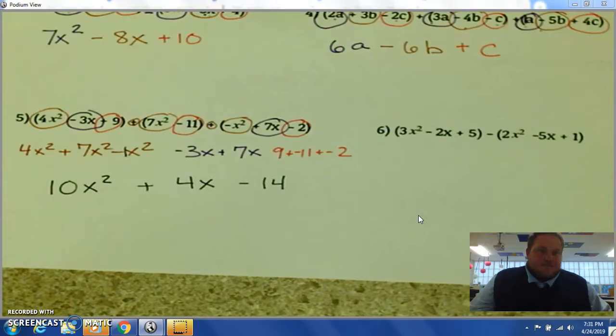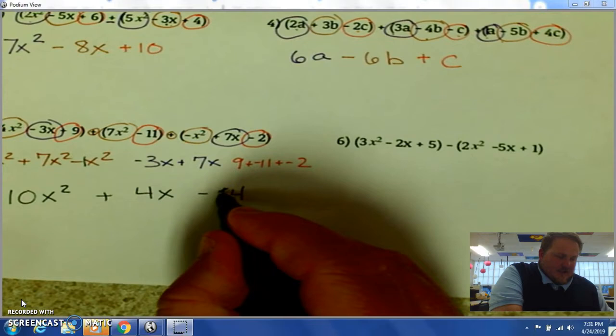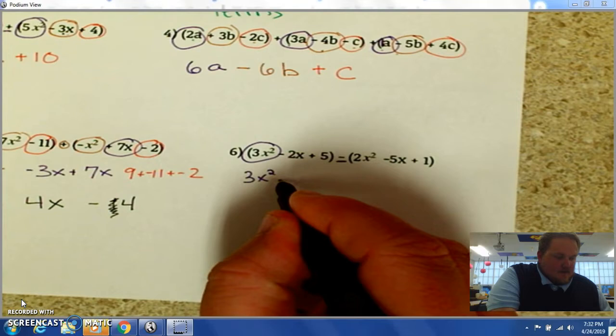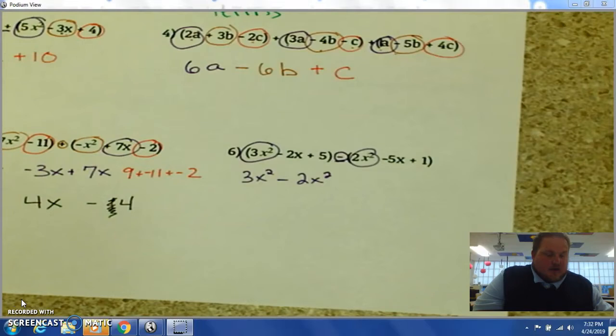So now let's look at number 6. Oh, by the way, that should just say 4, not 14. Isn't it? Alright. So, number 6. Again, I'm going to start with that purple now. 3x squared minus 2x squared. Always pay attention to that sign. Okay? And 3 minus 2 gives me 1x squared. I don't have to write the 1.